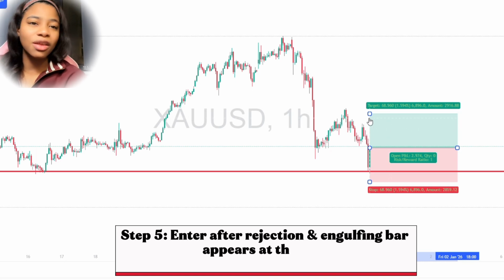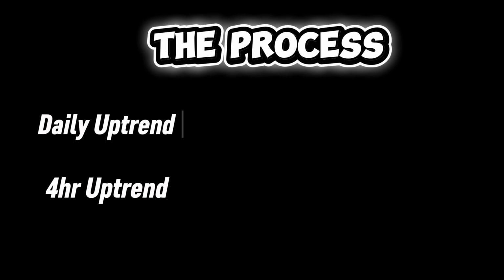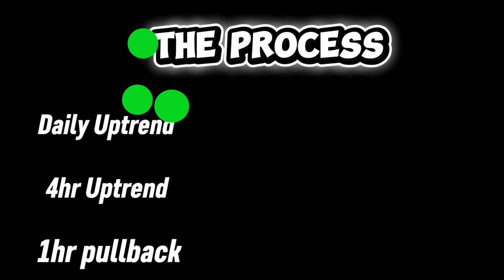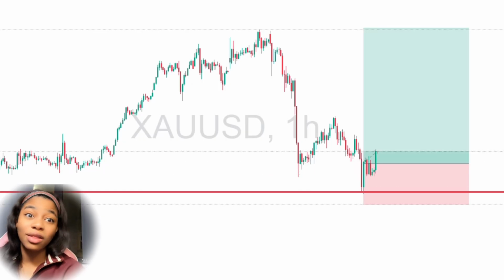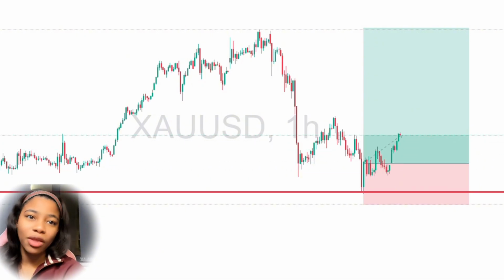Right? Once you're seeing those wick rejections, you're seeing the engulfing pattern, showing that support is being built here. This is how you find the pattern. Daily uptrend, 4-hour uptrend, 1-hour pullback. You trade. That's it. You trade. Don't look for too many things.